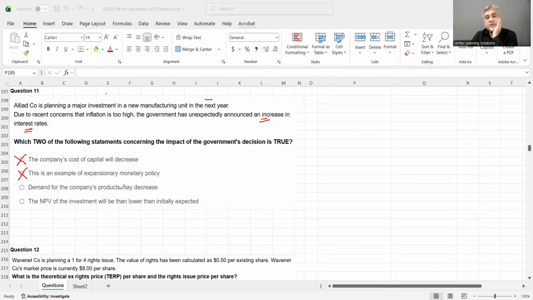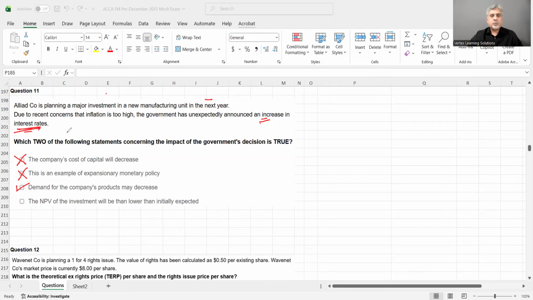Demand for the company's products may decrease. Yes, this is possible because whenever you increase the interest rates, the demand in the economy goes down because people don't like to spend money. So demand depends on two things. Either I have my own money and I will spend it, or I borrow from the bank and I spend it. These are the only two options. So when interest rates go up, nobody is going to the bank to borrow because borrowing becomes expensive. So people will not borrow from the bank and they don't buy things. Or if they have their own money, they don't spend it. They prefer to put it in the bank to earn interest.